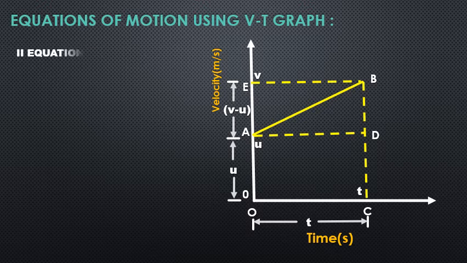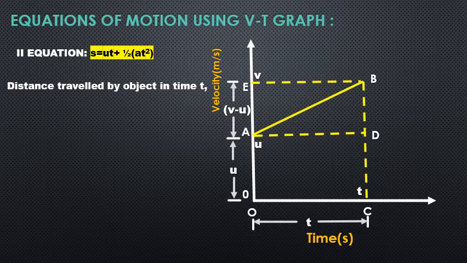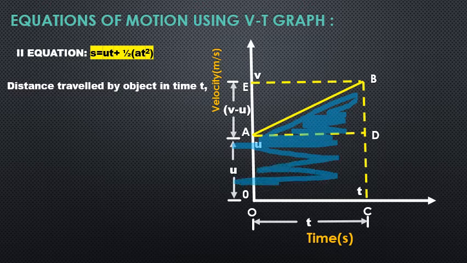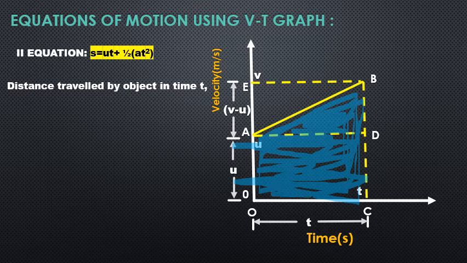Now we will derive the second equation of motion, s is equal to ut plus half at square. Here we will find out the distance traveled by the object in time t. Whenever you want to find the distance traveled by an object in any given time using a velocity time graph, all you have to do is find the area covered under the velocity time graph. So here the area covered under our velocity time graph forms a trapezium, that is trapezium OABC, that I have shaded here. Here the area covered under the velocity time graph represents the distance traveled by the object.